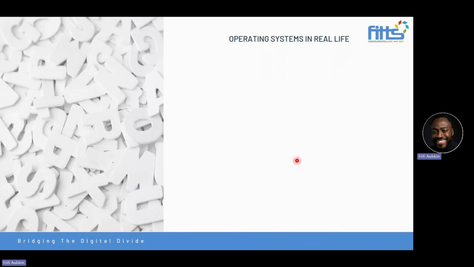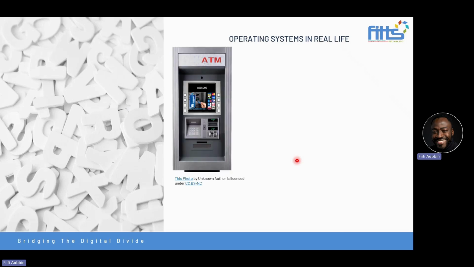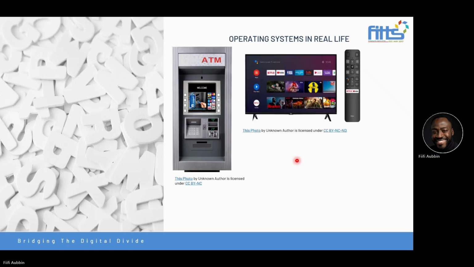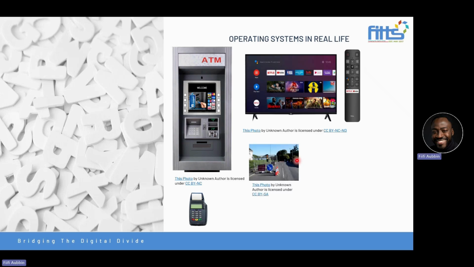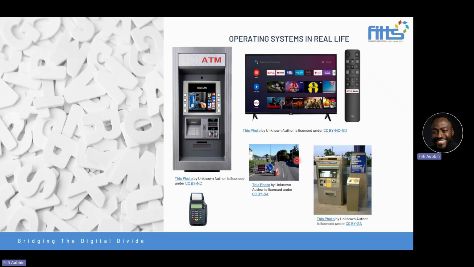So let's look at operating systems in real life. Let me bring it down home. Operating systems are not found in phones and computers alone. We can see them in our ATMs. The smart TV you have at home runs an operating system. Point of sale machines in shops, ticketing machines, then your traffic lights. They all have some form of operating system managing them.